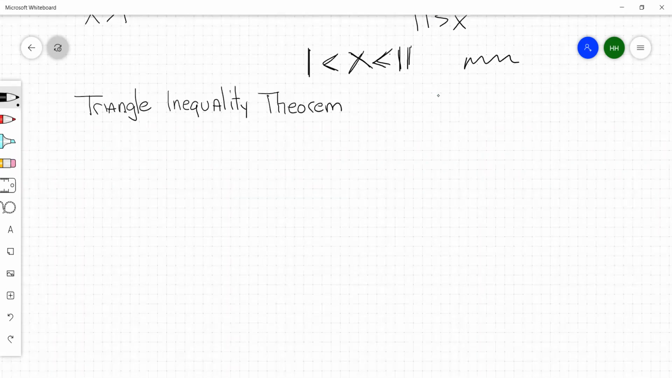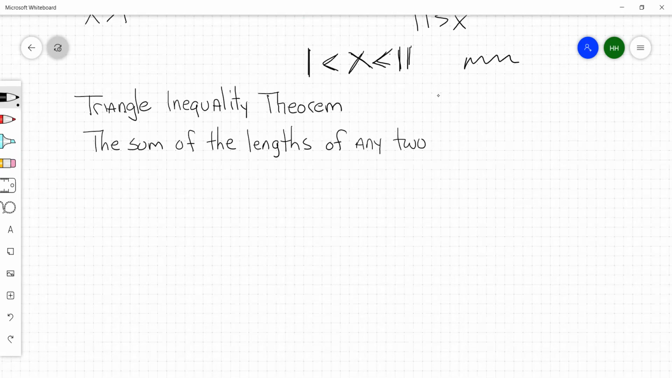The triangle inequality theorem states that the sum of the lengths of any two sides of a triangle must be greater than the length of the third side.